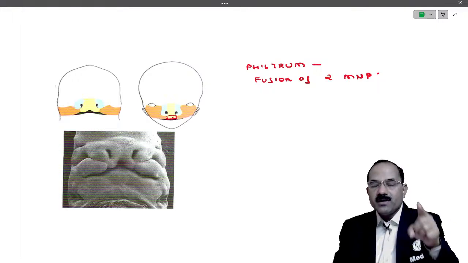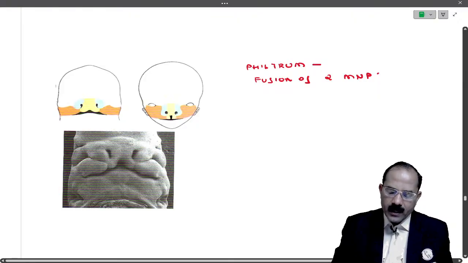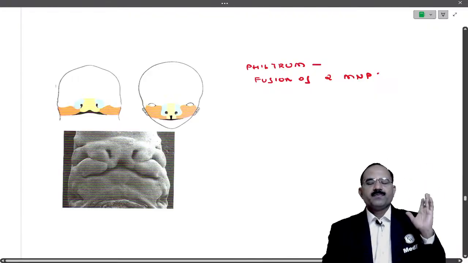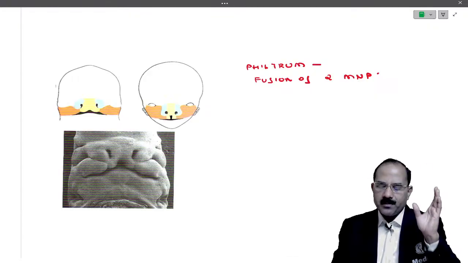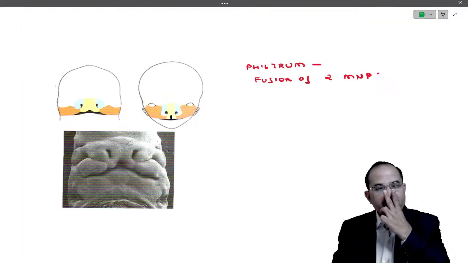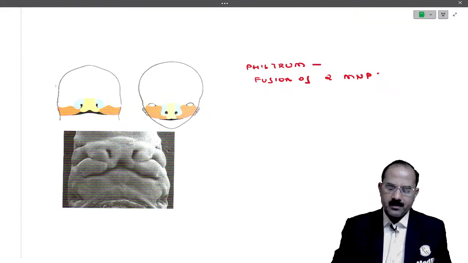If these two medial nasal processes do not fuse, bacho, we get a cleft right in the midline, and this is what we call a midline upper lip cleft. So midline upper lip cleft is due to non-fusion of two medial nasal processes. Okay, midline upper lip cleft.